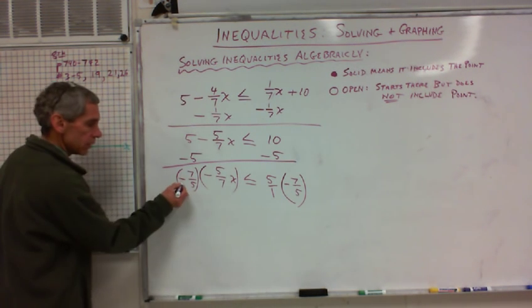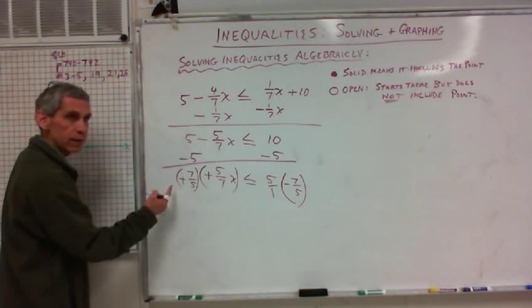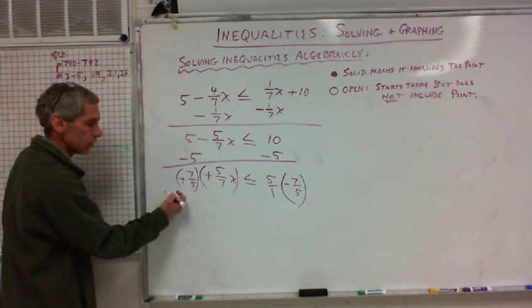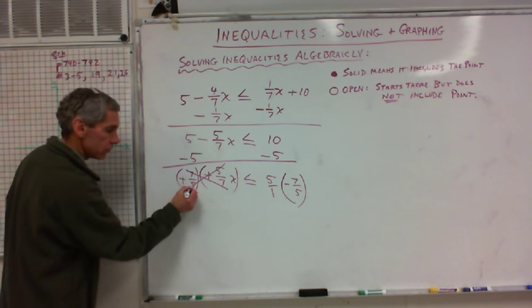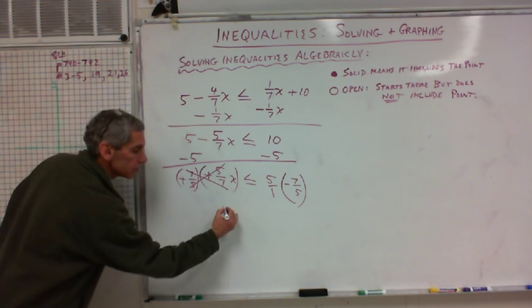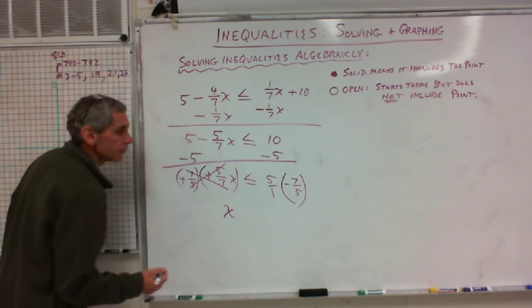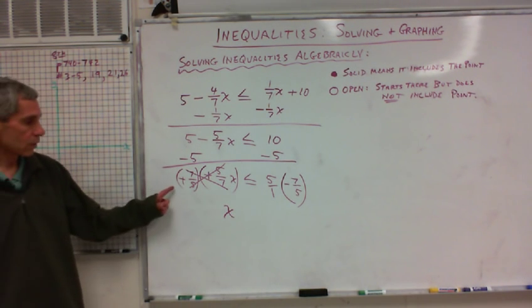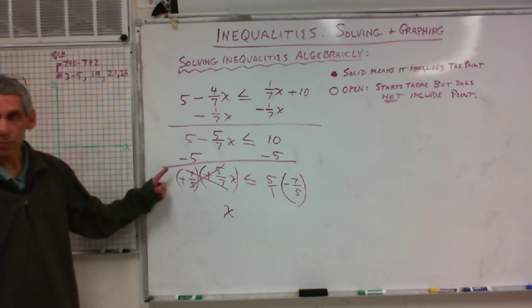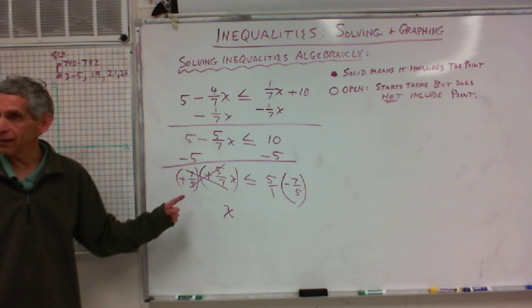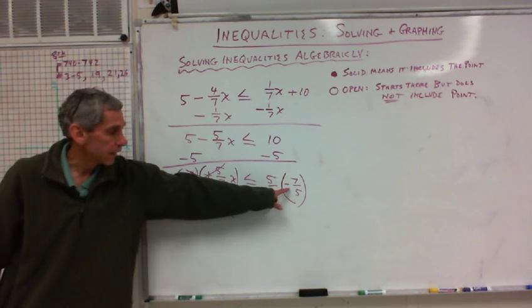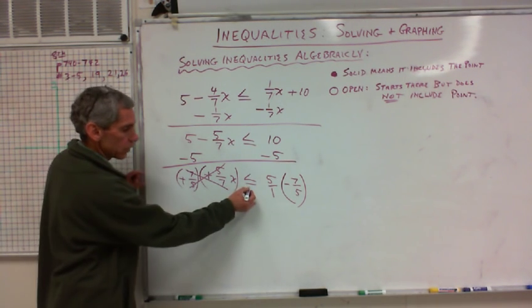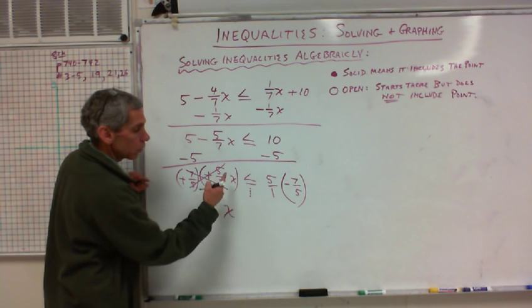Okay, so the negatives become positive. Negative times negative is positive here. The 7s cross out, the 5s cross out, it leaves me an x. But I multiplied both sides by a negative number, right? By negative 7/5. So what do I have to do here? X is going to be greater than now.